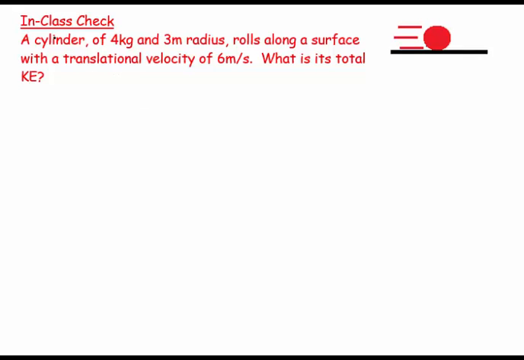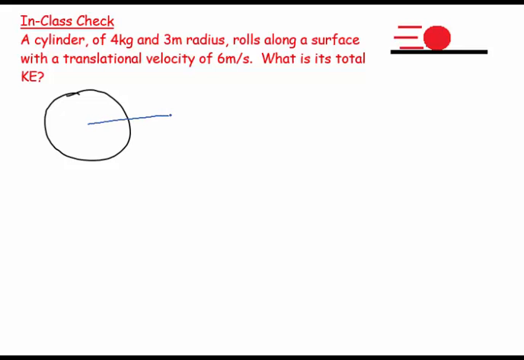Welcome. This question says a cylinder of 4 kilograms and 3 meters radius rolls along a surface with a translational velocity of 6 meters per second. And then what is its total kinetic energy? So there's the cylinder, and we can imagine it rolling.